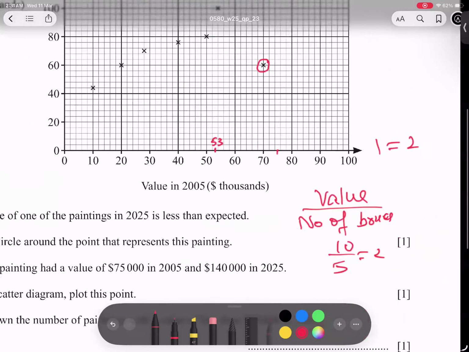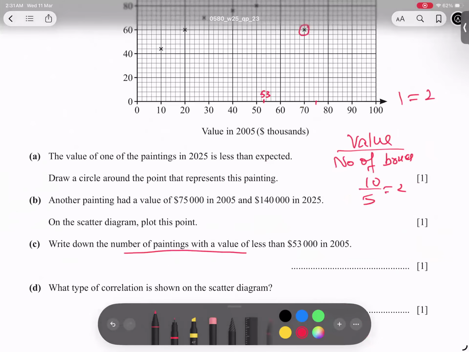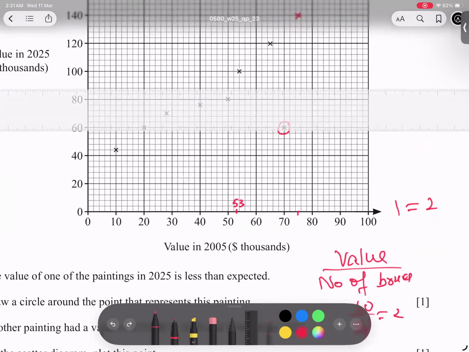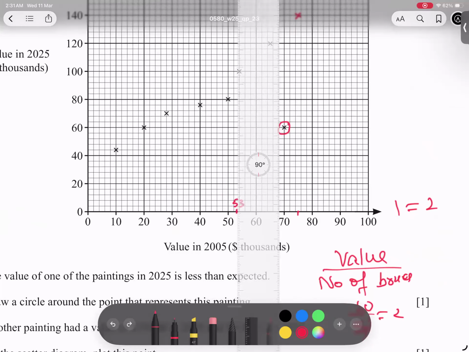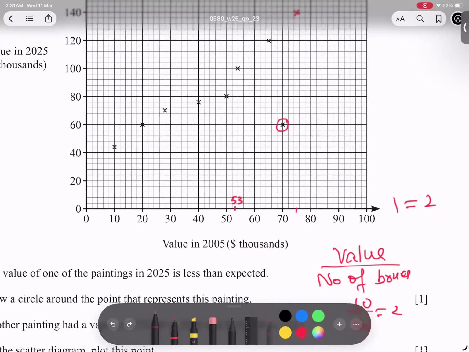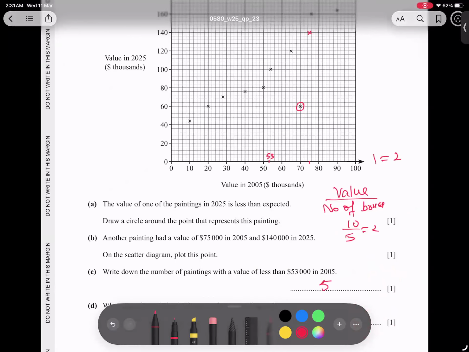Now what is he saying here? Write down the number of paintings which are less than 53,000. It means I will make a line. No need for a line, just a sample idea. So this is a line, slightly. Now you can see how many values are less than 53,000. You count: one, two, three, four, and 5 paintings. So 5 paintings are less than this number. I hope the concept is very clear, so I'm writing here 5 paintings.